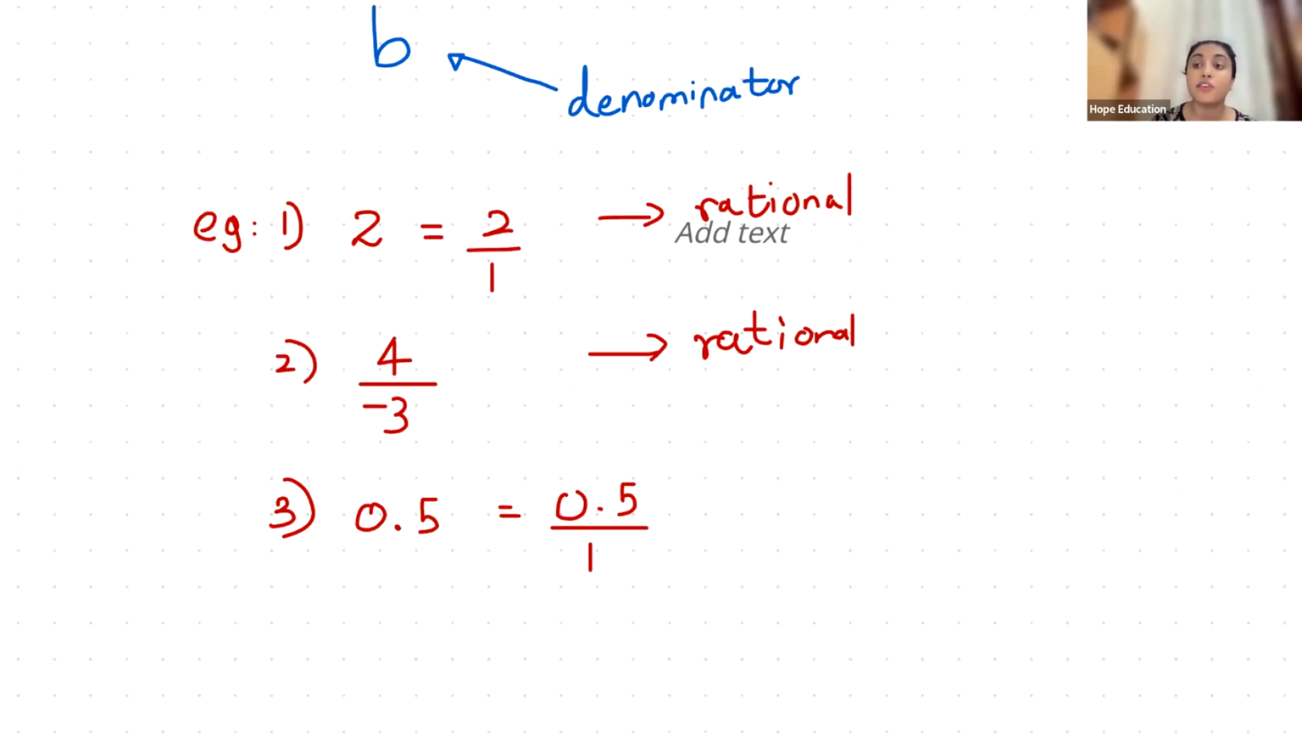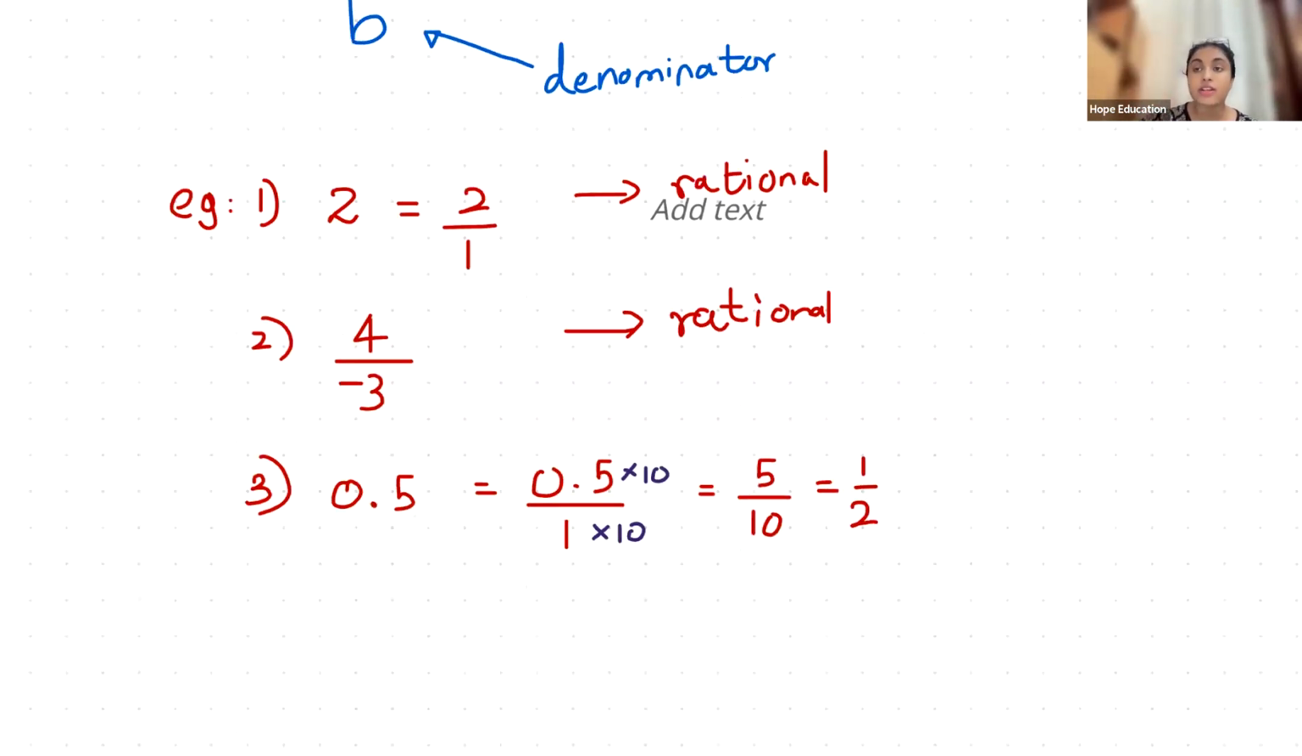Yes. 0.5 you can write as 1 over 2. 0.5 is half, no? You can write it as 1 over 2. This is what you can do. Multiply this by 10, and we get 0.5 multiplied by 10 is 5, and 1 multiplied by 10 is 10. 5 over 10. See, it's a fraction. To simplify, you can leave it as 1 over 2. See, it's a fraction. Numerator and denominator are both integers, and the denominator is not 0. So yes, of course, this is rational. Great.